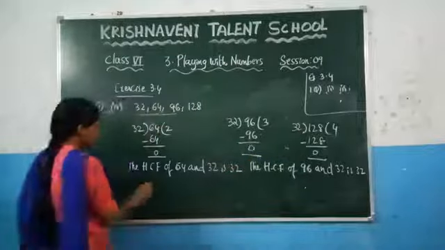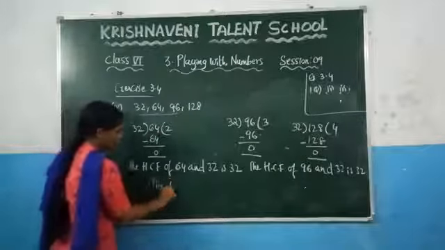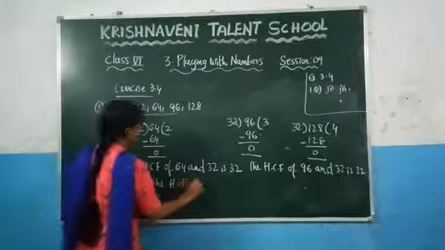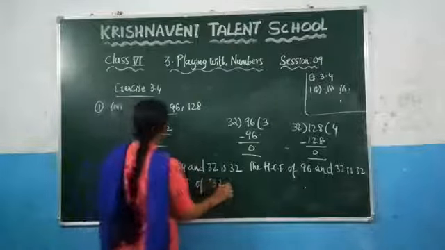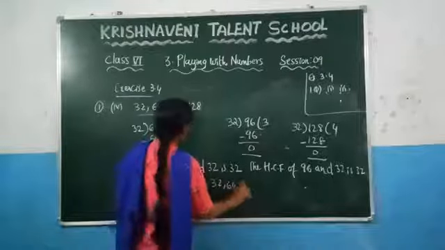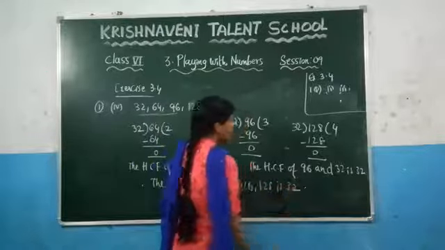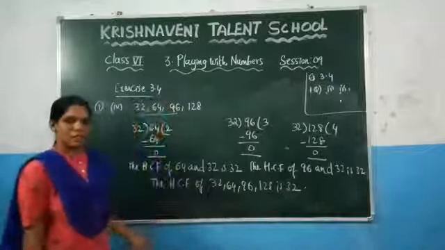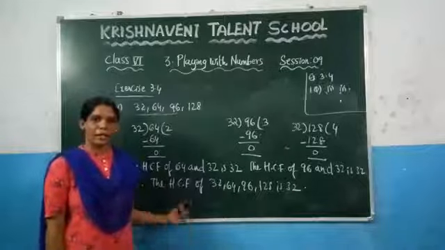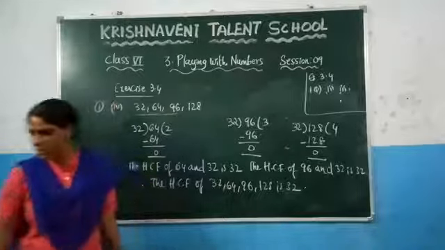So write it here. Therefore the HCF of 32, 64, 96, 128 is 32. Like this, you need to find the HCF of the given numbers by using any of the methods. Now see the second problem.